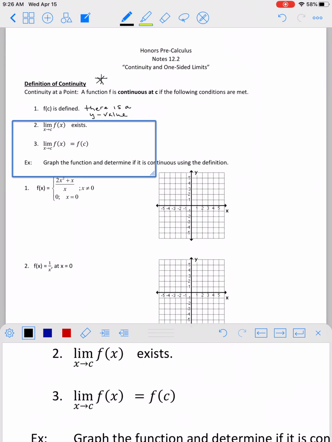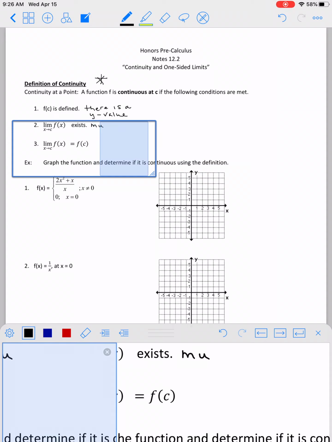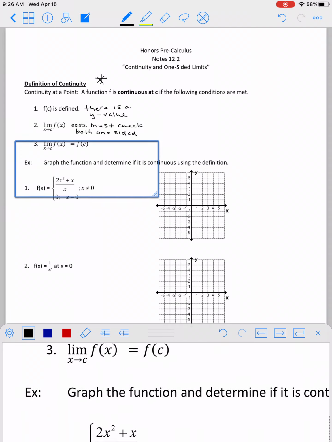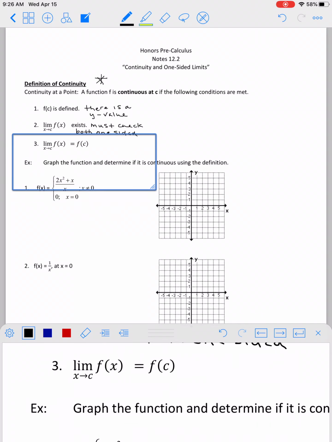The second condition is that the limit at that value exists, and you're going to check both one-sided limits. That means you're going to check it from the left and from the right and make sure that they come at that value. And then the last one is that the limit as we approach that value and the y coordinate are the same. And if that holds, then we're going to say that the function's continuous.